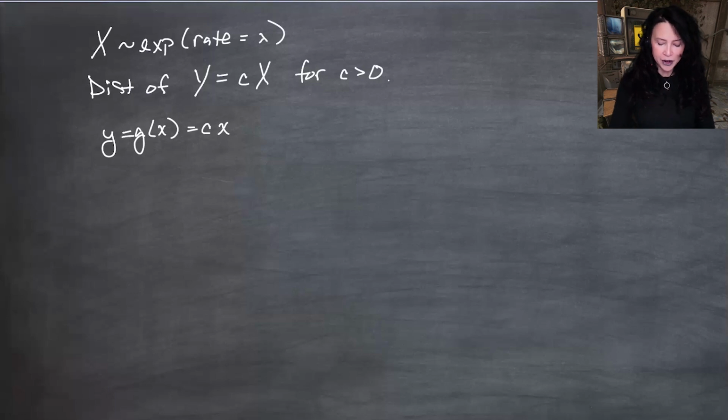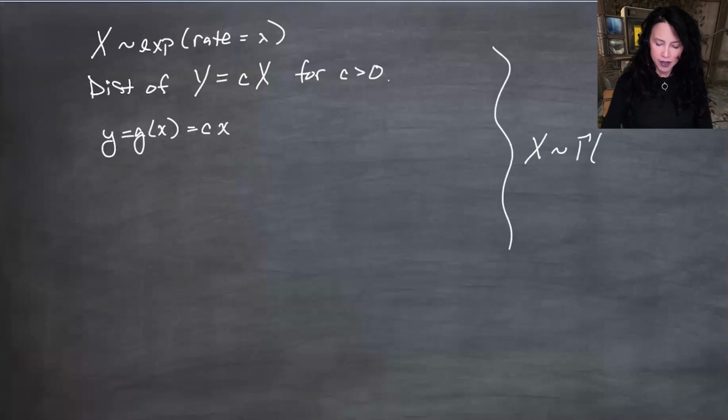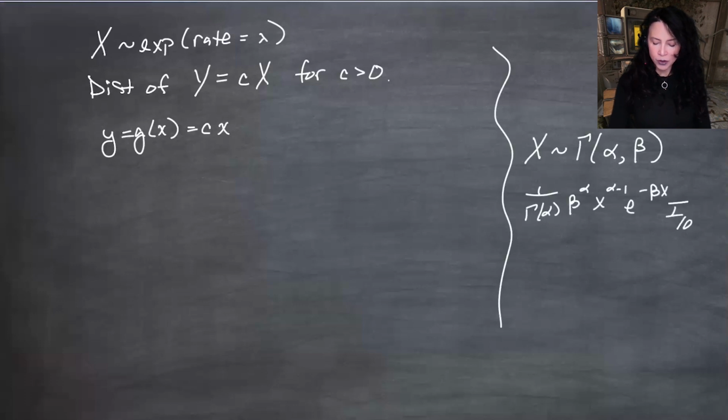But as another aside on my aside, I'm reusing this letter name. This is like a separate thing over here. If x has a gamma alpha beta distribution, then the PDF is 1 over gamma of alpha, beta to the alpha, x to the alpha minus 1, e to the minus beta x on 0 to infinity.